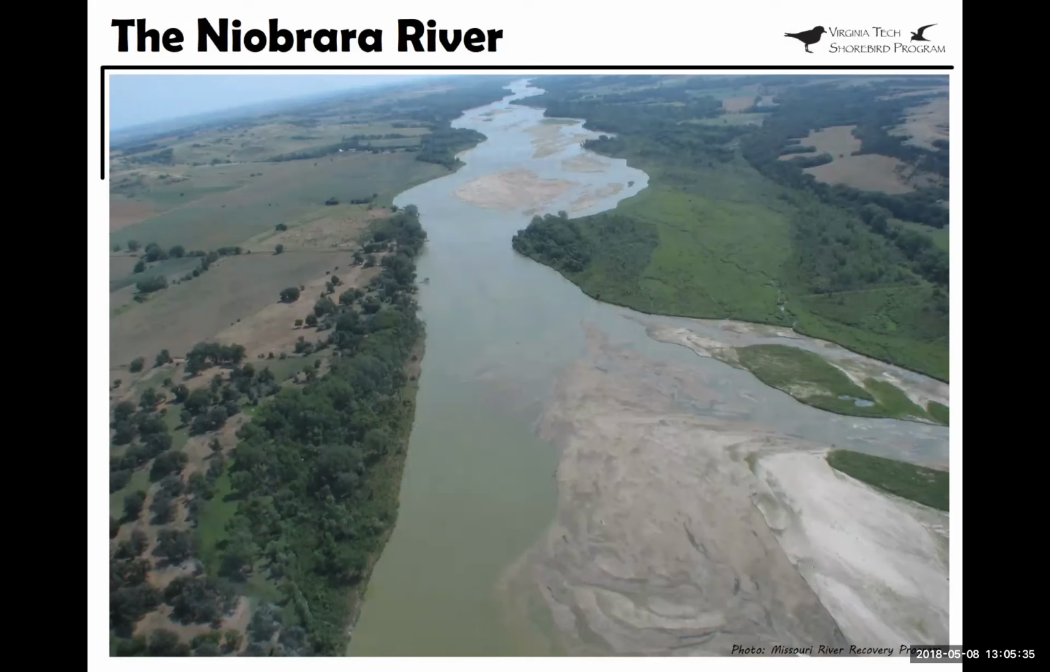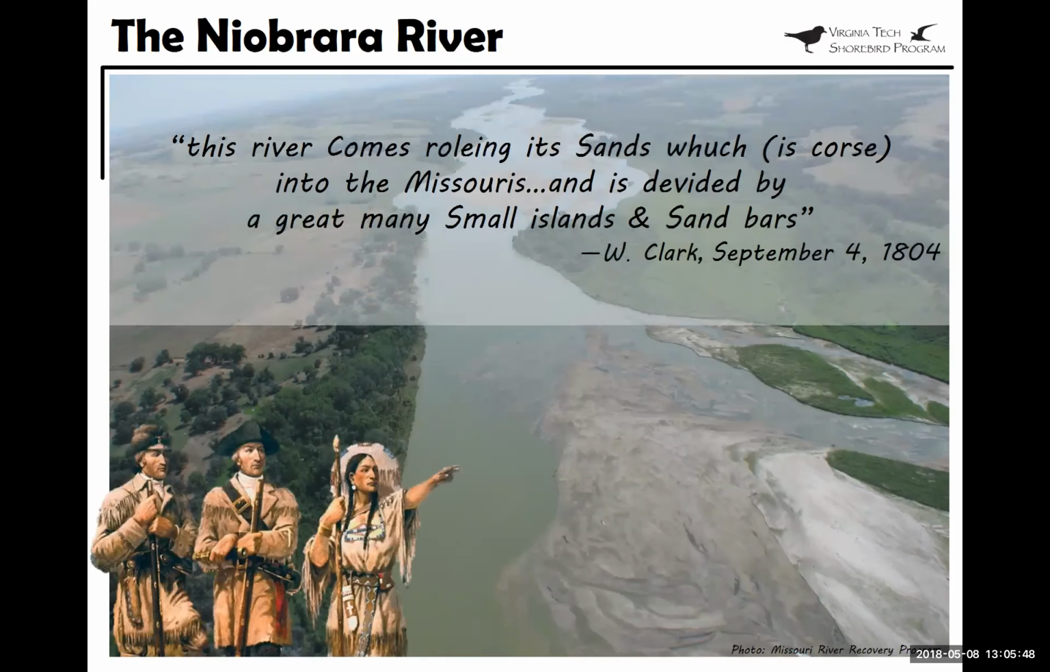From its headwaters in southeastern Wyoming, the Niobrara travels 900 kilometers eastward across Nebraska. As it nears its confluence with the Missouri River, it develops a wide channel and is braided with sandbars. The Lewis and Clark expedition traveled past the Niobrara in 1804, and Clark wrote, "This river comes rolling its sands, which is coursed into the Missouris, and is divided by a great many small islands and sandbars."